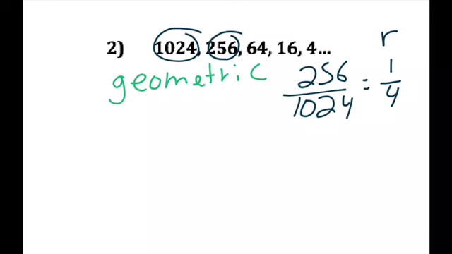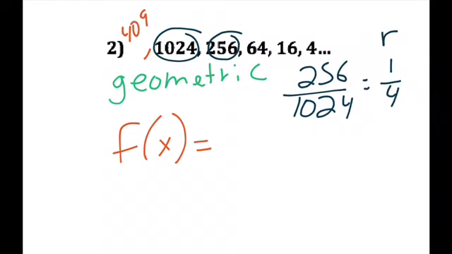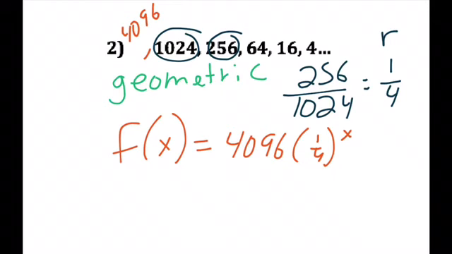Now I want to write my function f of x. So f of x equals, since it's geometric, I'm going to be using my a times b to the power of x. So a is my initial value, which is, we have to go back 1 to figure that out. So if I'm multiplying by 1/4 to go forward, I'm going to divide by 1/4 to go backwards. So my initial value is 4096. So this is 4096 parenthesis 1/4 to the power of x.